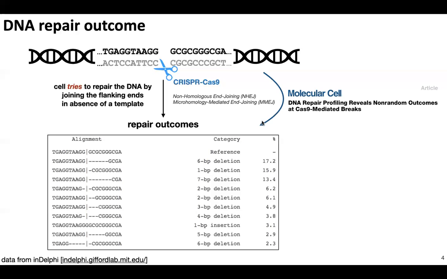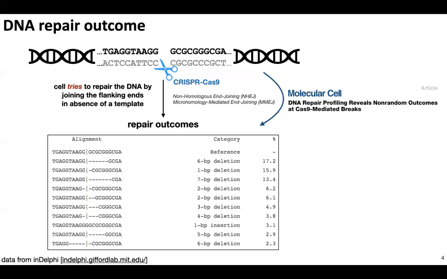It has been shown around 2016 that the DNA repair outcome is non-random, and is actually a function of the DNA sequence around the cut. New algorithms have been developed to predict the DNA repair outcome from the DNA sequence. And these algorithms are pretty useful for many biological studies.